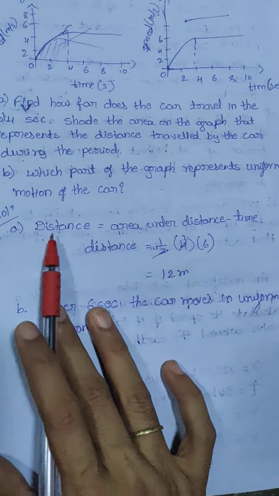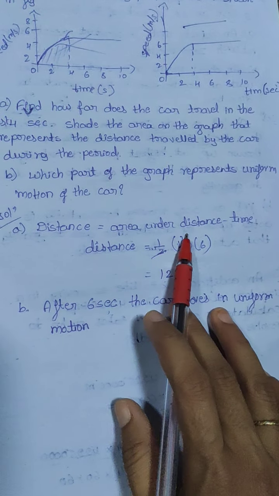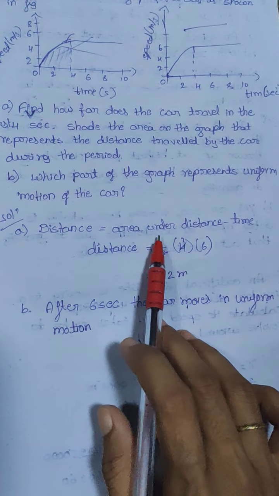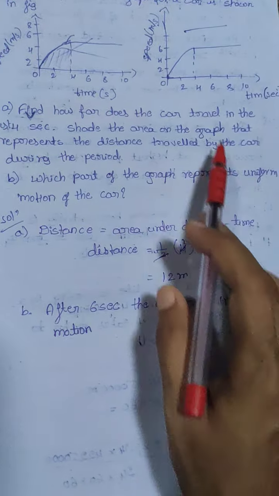So here, distance. So distance travelled is nothing but the area under the distance versus time graph.